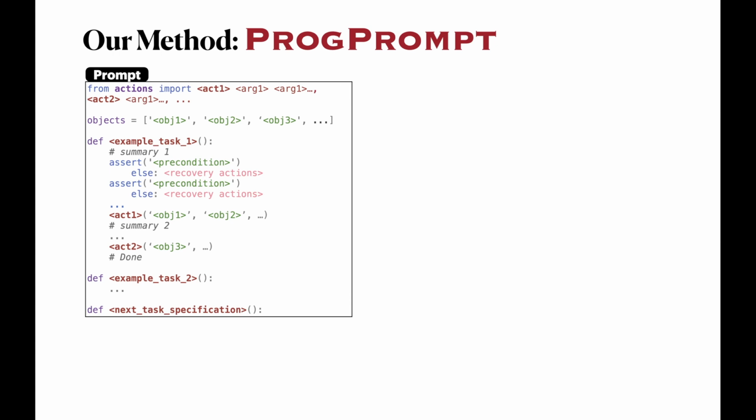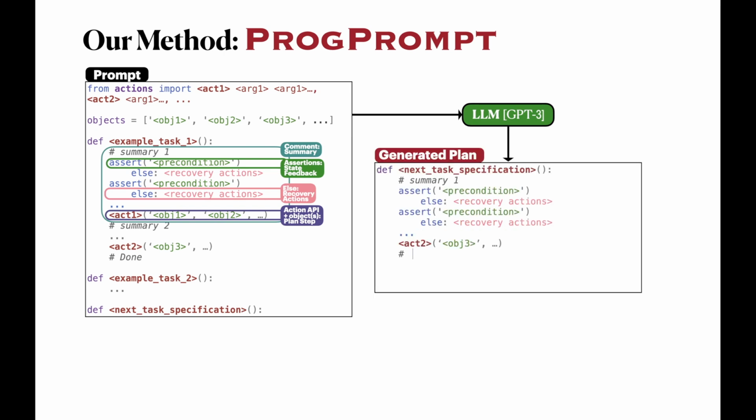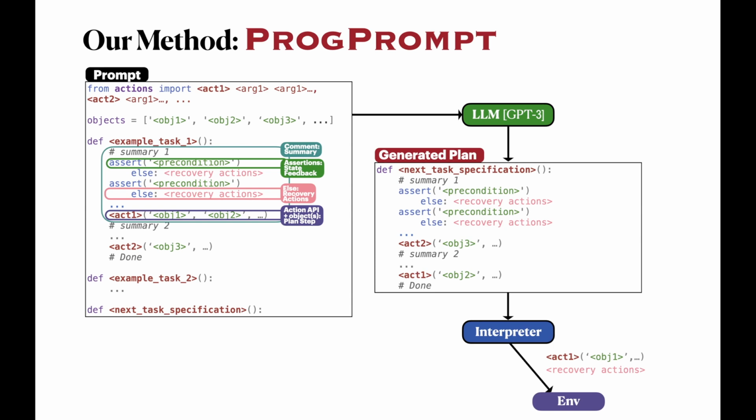The plan consists of comments, actions, and assertions. We use comments to group multiple high-level actions together, similar to chain of thought reasoning. Actions are expressed as imported function calls. Assertions check for action preconditions and trigger recovery actions. Finally, we append an incomplete function definition for the LLM to complete. The plan is interpreted by executing actions in the environment and asserting preconditions using the LLM.